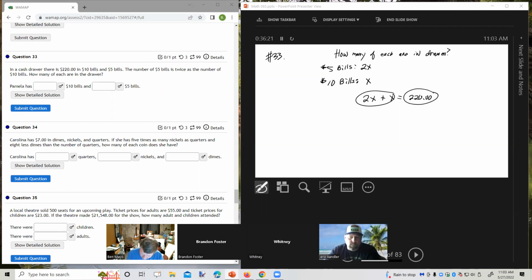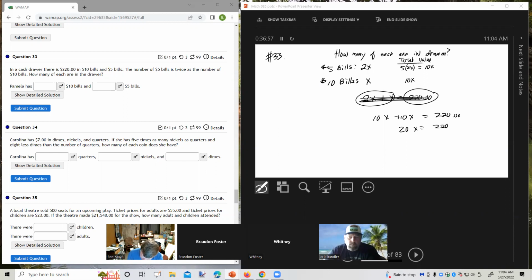So those aren't a balanced situation, but let's consider this. If there's X $10 bills, how much would X $10 bills be worth? So let's go total value. That would be 10X. $10 times the number of bills. What's the total value of the $5 bills? Well, that's 5 times the 2X, which is also 10X. Well, 10X plus 10X equals 220.